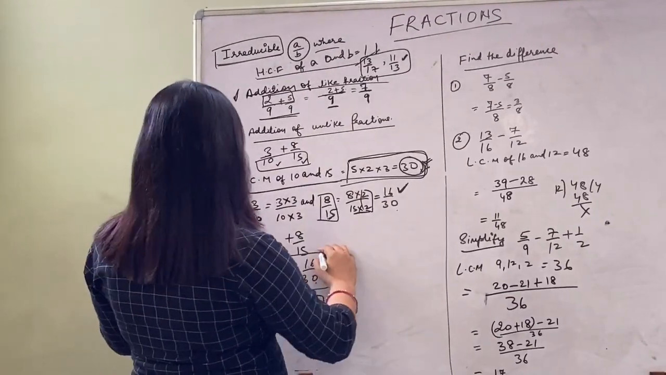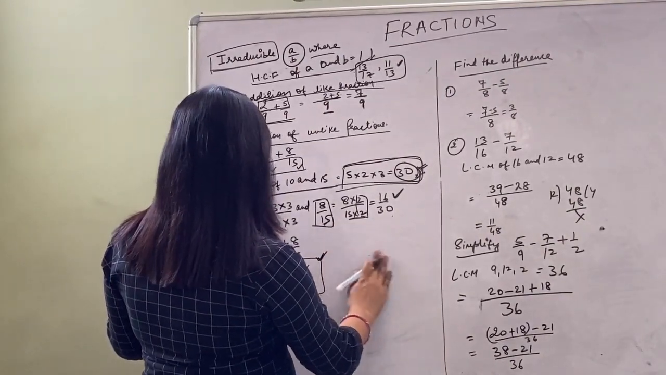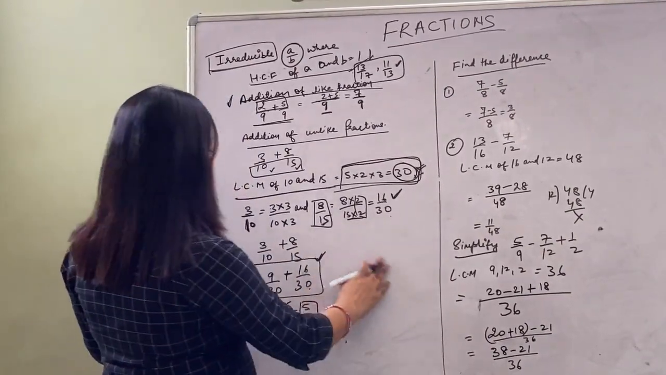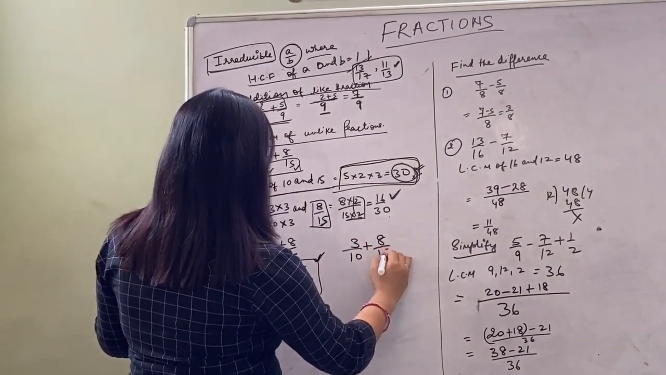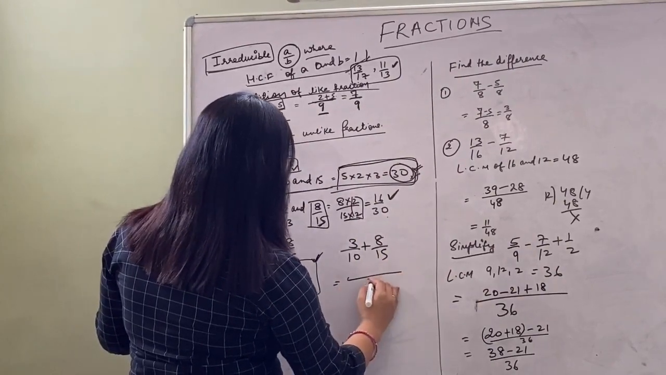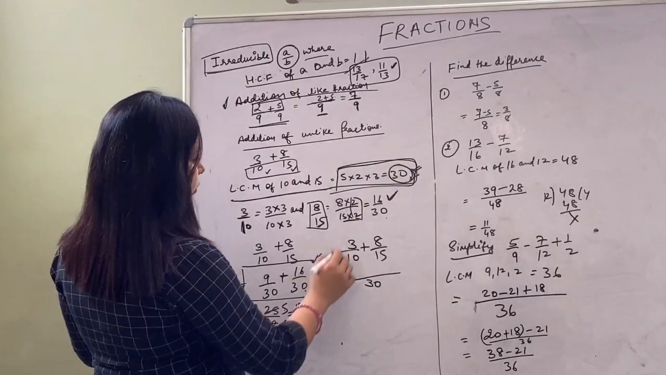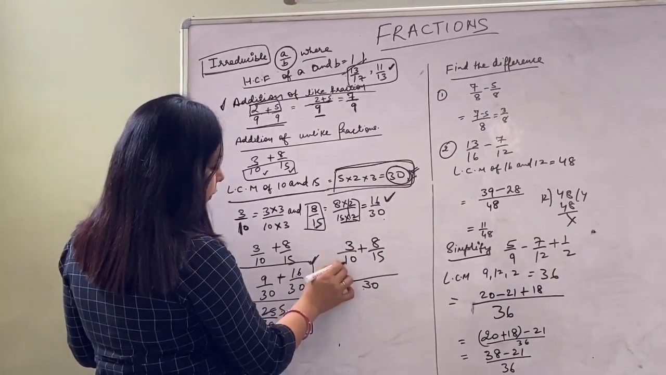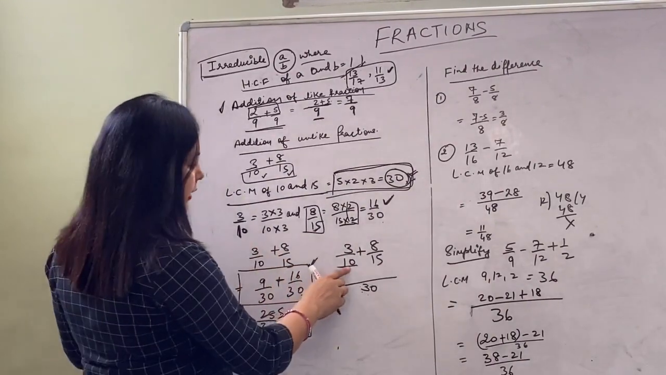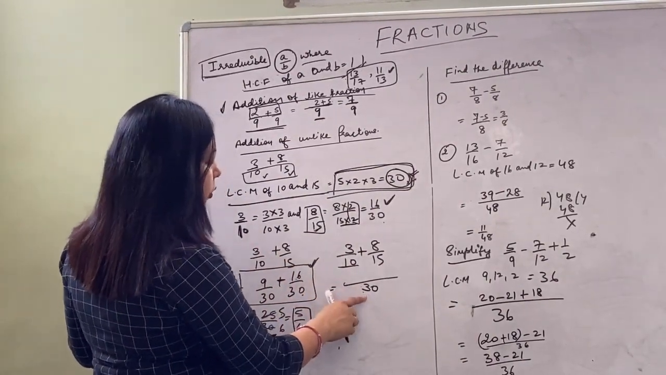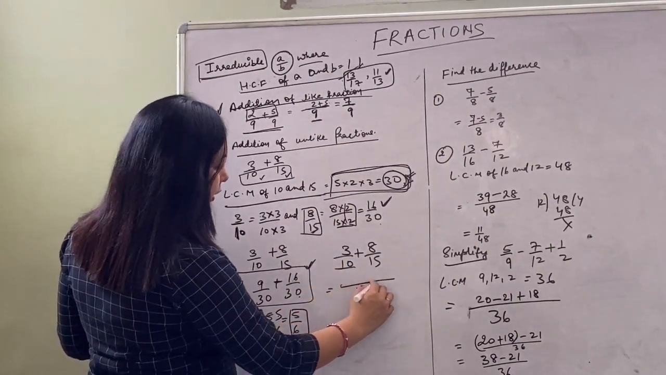Now if I want, I can do it in another way also. Instead of converting it into like fractions, what will we do? 3 by 10 plus 8 by 15 it is. We will directly write down here the LCM of 10 and 15. Now how many times will it come? 30 will come in the table of 10 how many times? 3 times, that is 10 threes are 30. So we will multiply 10 with 3 and we will get 30.